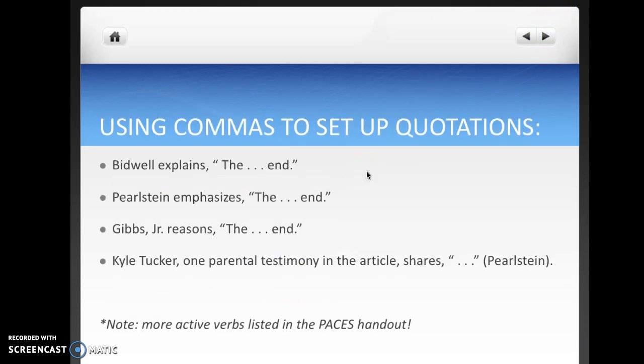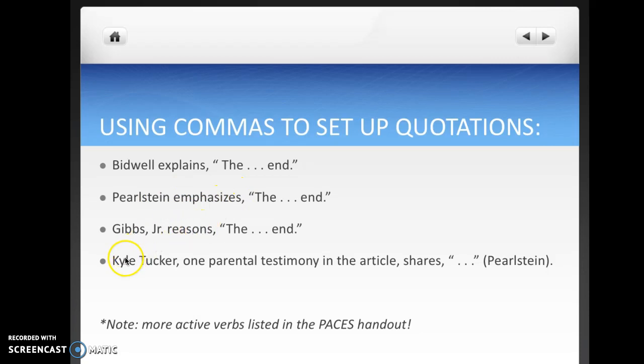So here's how you would also use commas to set up your quotations. You need "Bidwell explains," and then you set off the quote. You could also use "Pearlstein emphasizes," and then the quote. You could have "Gibbs Jr. reasons," and then the quote. And notice all of these are active verbs: explains, emphasizes, reasons.